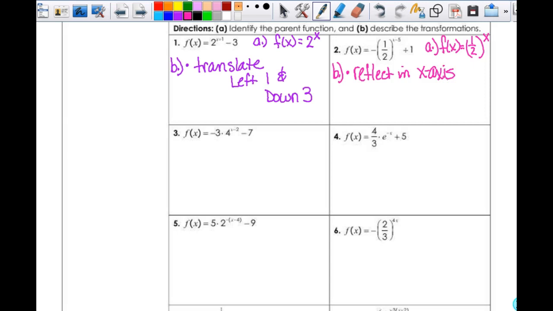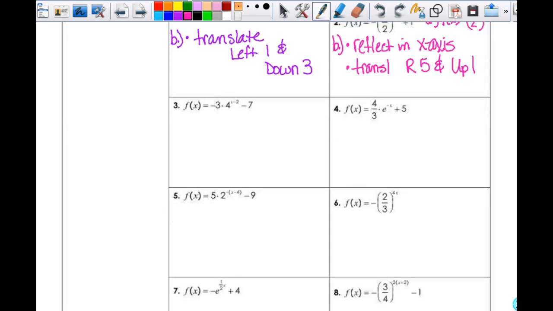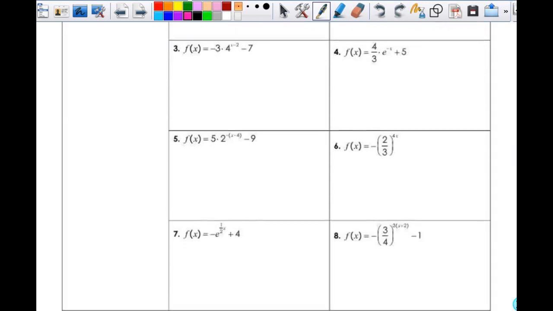Then after that, all I have left are my translations, right? So I'm going to translate. That 5 is going to do what? Right 5. And that 1 is going to go up 1. Everybody good with that? Yes? All right. Let's talk through the rest of these. Make sure we got this down.